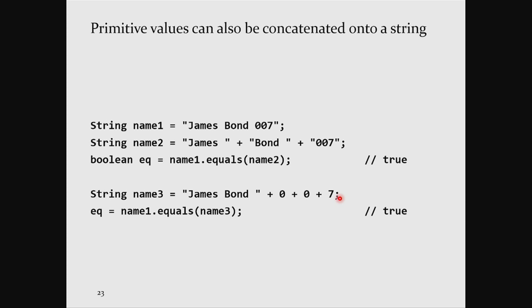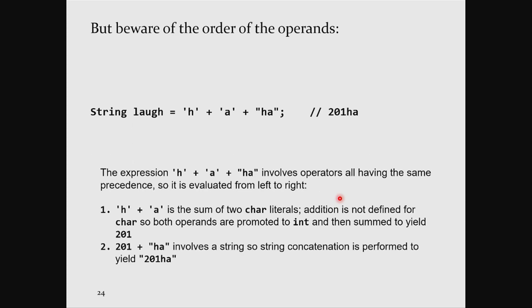Now, what you have to be careful about is don't do something like this. It's a common thing to take a string and try to stick a primitive onto it. It's also a common thing to take a primitive and stick it in front of a string. But what you can't do is take two primitives and then stick them in front of a string, because of the precedence rules in Java: something plus something plus something. Java goes left to right. It sees h plus a, the character h plus the character a.